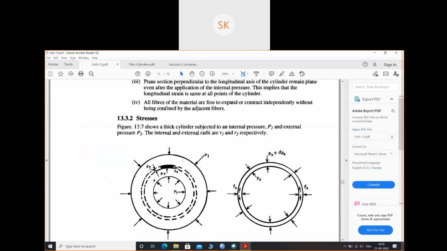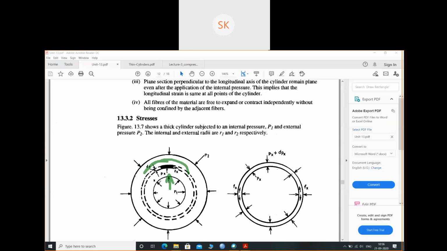Basically, in thick cylinders you have radial stress and hoop stress. Hoop stress is along the circumference and radial stress is perpendicular to it. We discuss the thick cylinder on the basis of Lami's theorem. Lami's theorem describes the bursting force, which is when the fluid tries to come out from the cylinder, due to the fluid pressure.